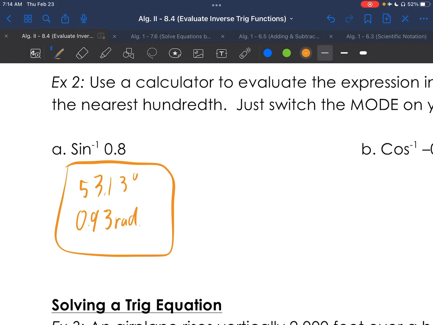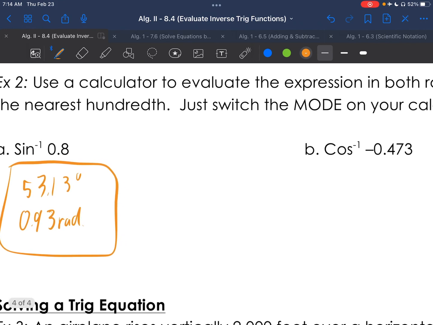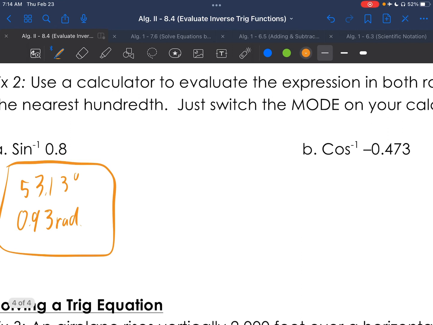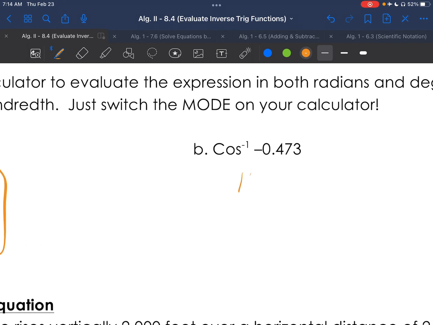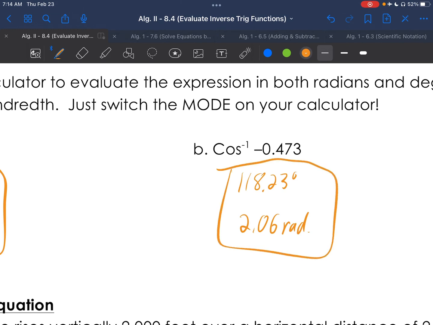And I want you to go ahead and find letter B on your own, the inverse cosine of negative 0.473. So in degrees, this ends up being 118.23 degrees. In radians, it's 2.06 radians.